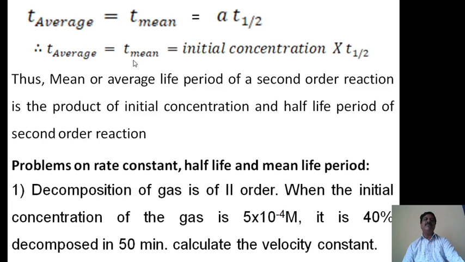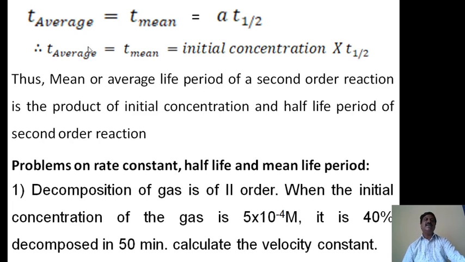This gives the mean life period. Thus, the mean life or average life period of a second order reaction is the product of the initial concentration and the half life period of a second order reaction. Therefore, the mean life period or average life period of a second order reaction is nothing but the product of the initial concentration, that is a, and the half life period of a second order reaction, that is t half.